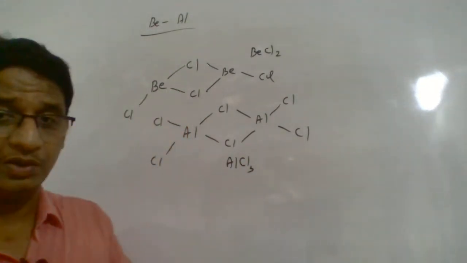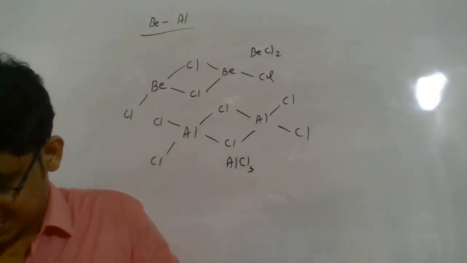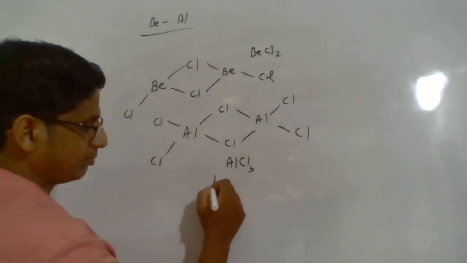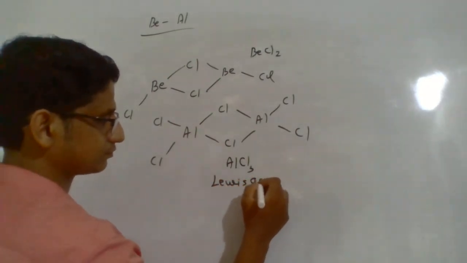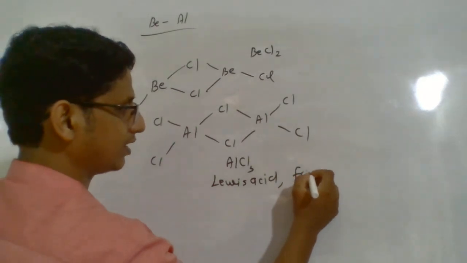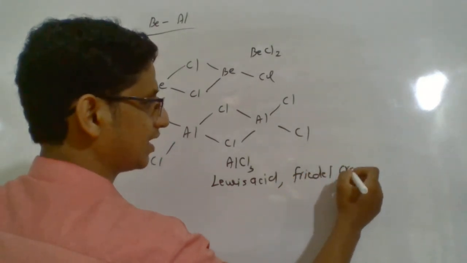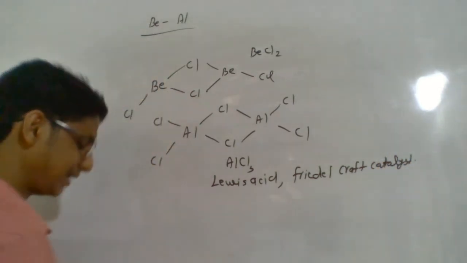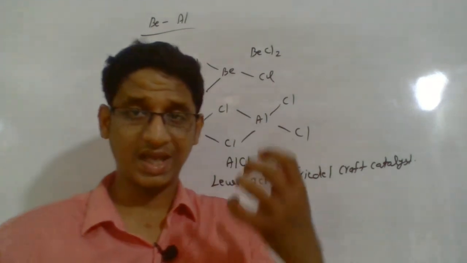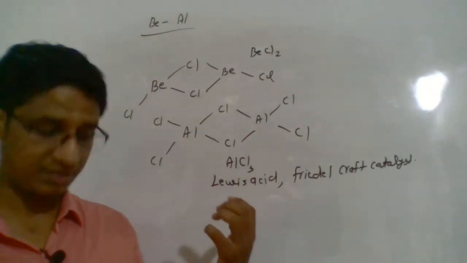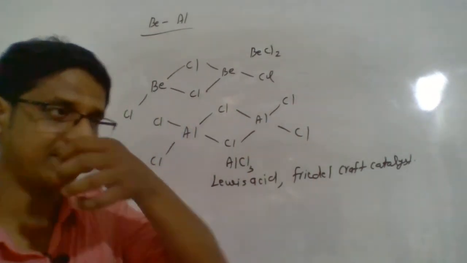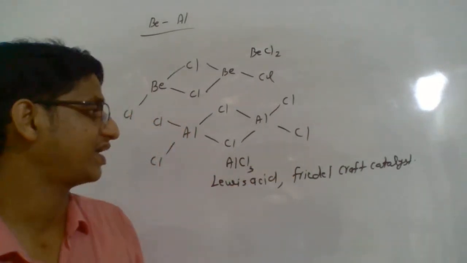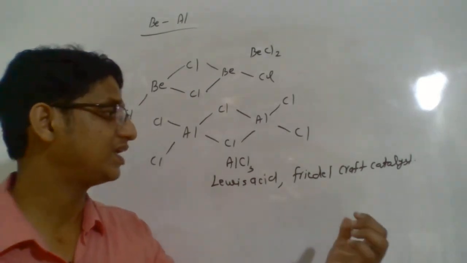So now both are Lewis acids, and they are good Friedel-Crafts catalysts. What does it mean by that? Lewis acid means ability to accept a pair of electrons. We already said they are electron deficient compounds, so they have a tendency to accept electron pairs. So they are lone pair acceptors, which means they are acidic. So they are Lewis acids, and also Friedel-Crafts catalysts.